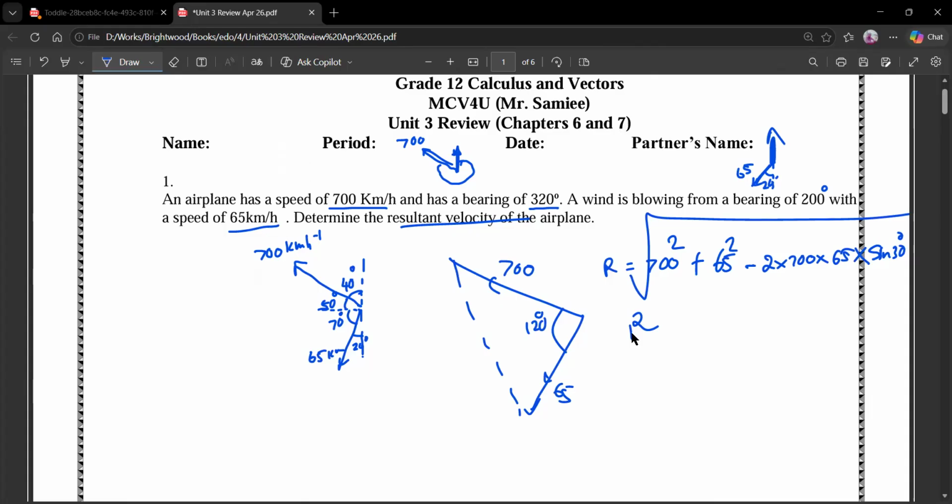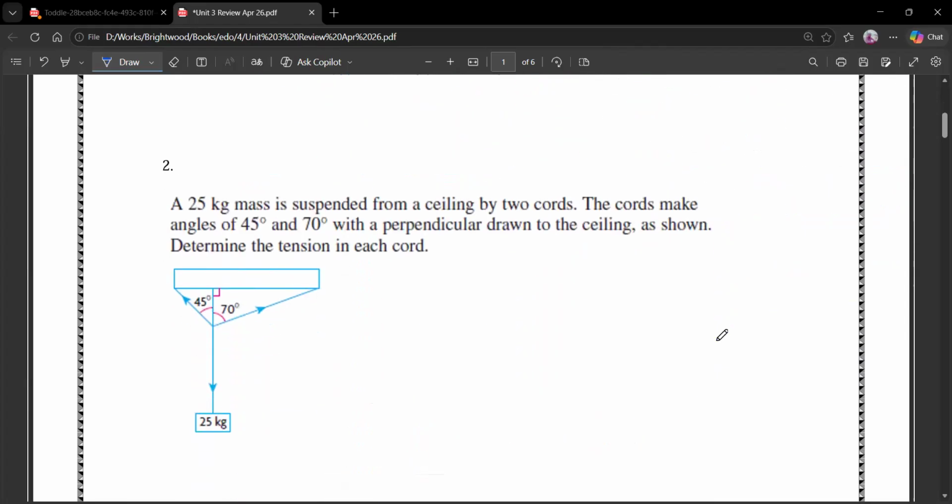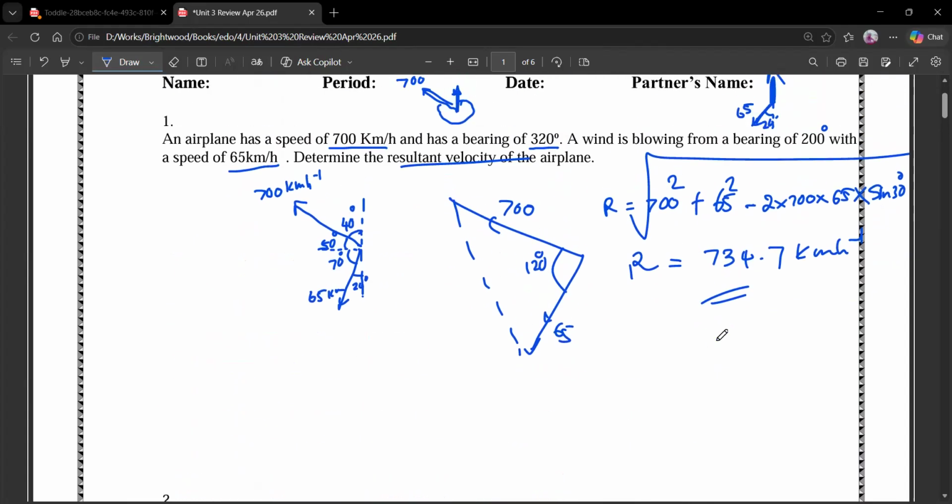It's near 734.7 kilometers per hour. Let's simplify and you can get the answer: 734.7 kilometers per hour. Clear? You can take it like that. The cosine rule is followed here.